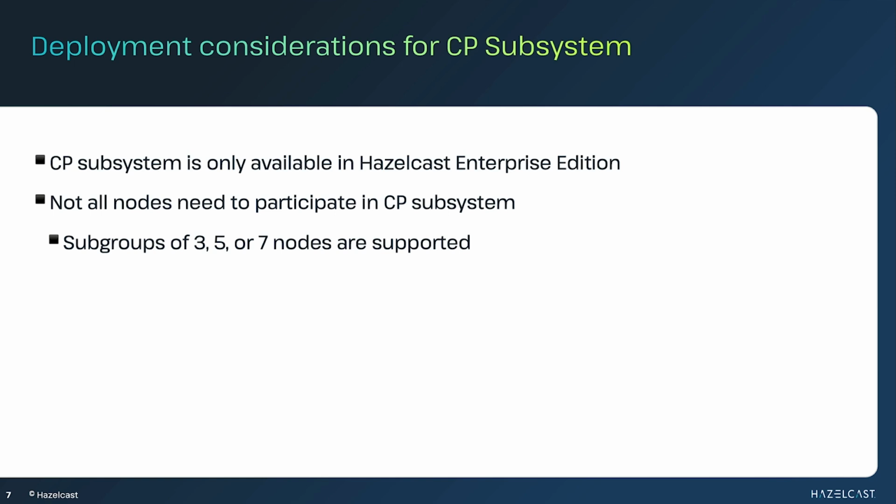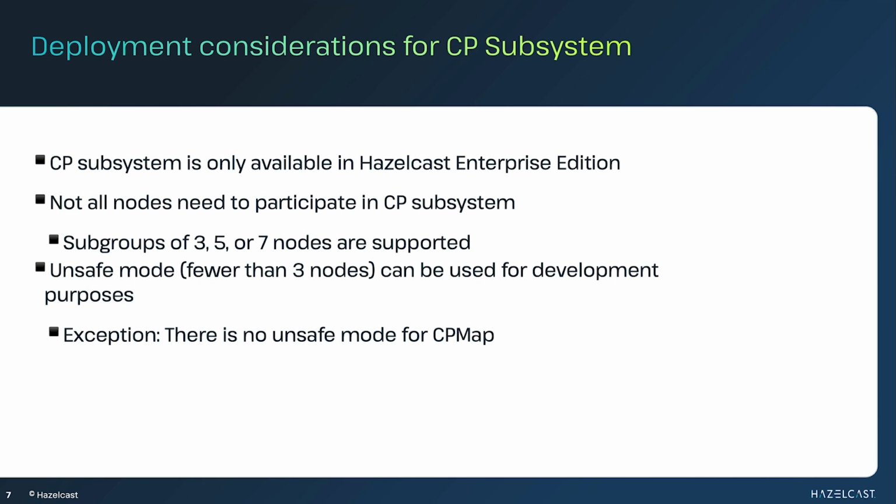For developer ease of use, there is the option of running with fewer than 3 nodes. This unsafe mode provides no consistency guarantees, so obviously shouldn't be used for production. The new CP map data structure doesn't have the option to run in unsafe mode, so you'll need a 3-node or larger cluster during development.